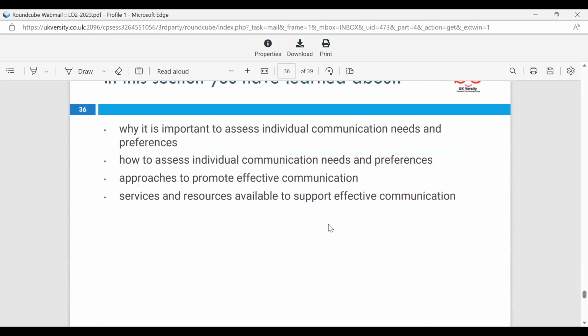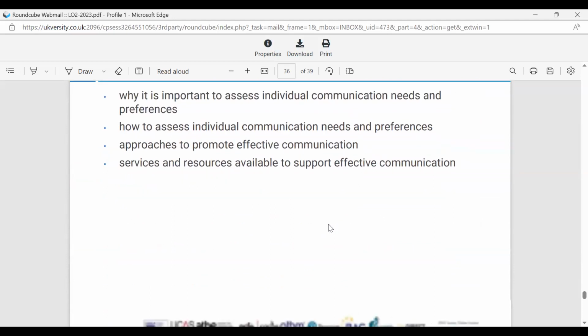So in this section, you've learned about why it's important to assess individual communication needs and preferences, how to assess individual communication needs and preferences, approaches to promoting effective communication, and services and resources available to support effective communication, with links to get onto websites.